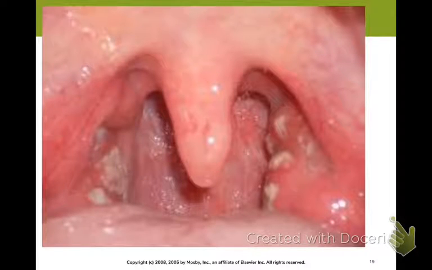These are pus pockets on your tonsils, big long uvula there, but these are pus pockets, which are patches of infection by someone who's got strep throat. So, ouch. Best thing to do there is get on some antibiotics and gargle with warm salt water.